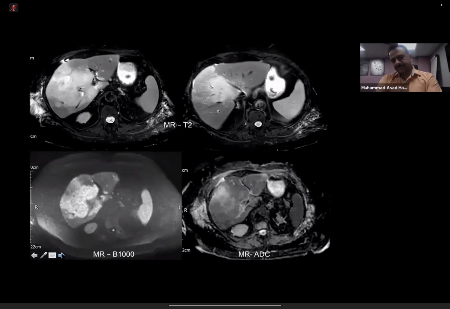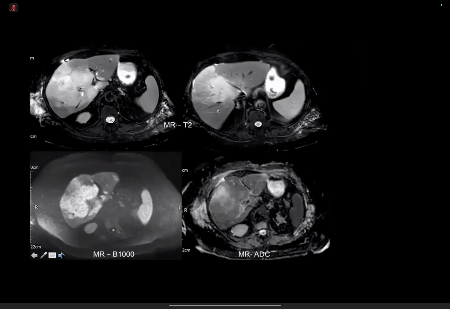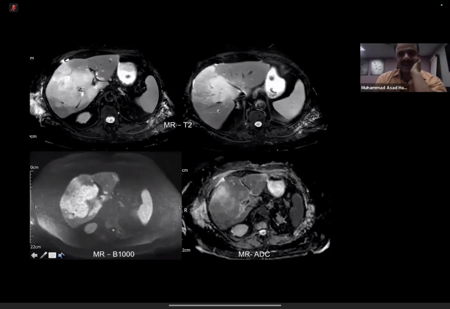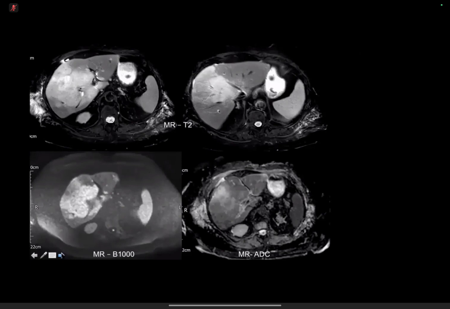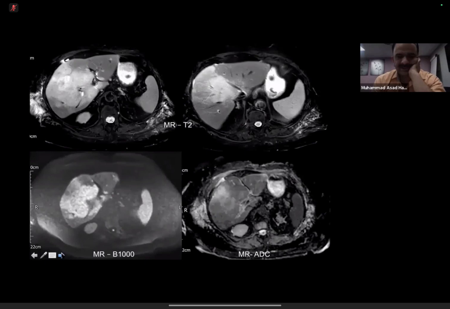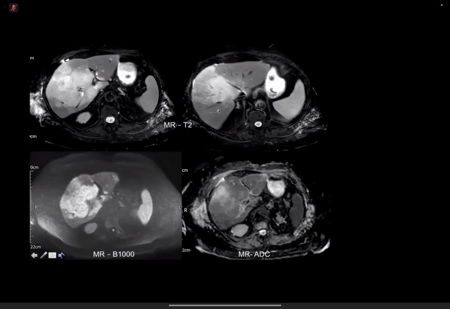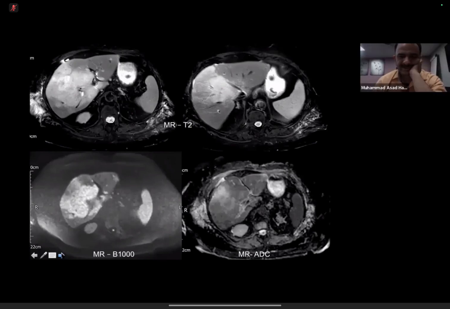So abscesses normally restrict. Well, they can be non-restricting as well. I would like to know if there is a contrast sequence done that will help me further characterize. Not available at this moment. On the basis of these, non-restricted lesions which are hyperintense on T2, these could be liver abscess.